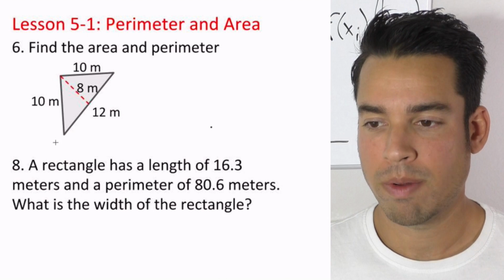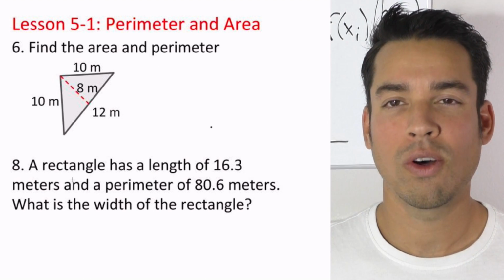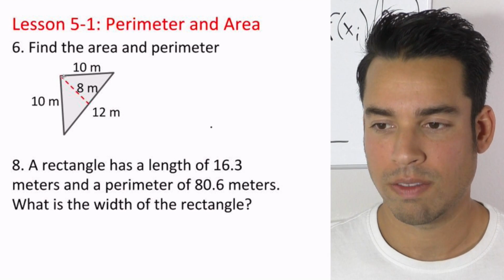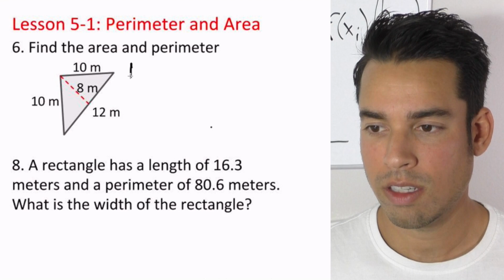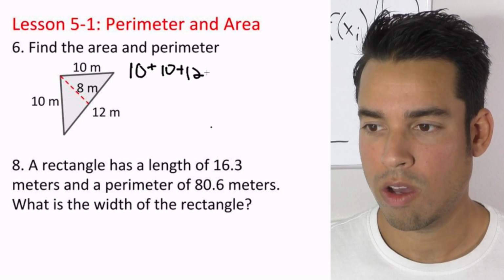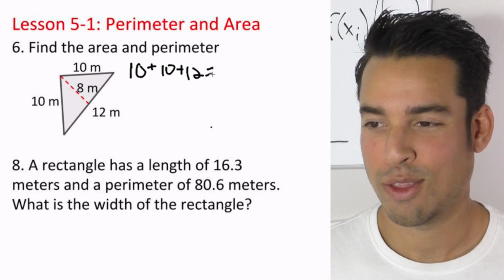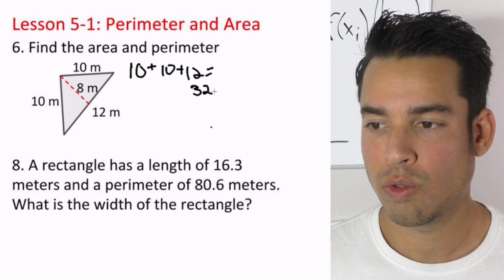First of all, what is perimeter? Perimeter is literally the total sum of all the side lengths. So what are the side lengths? We have 10, and we have 12. So we just add those guys up. Simple as that. 10 plus 10 plus 12 gives us 32. So we have a perimeter of 32 meters.